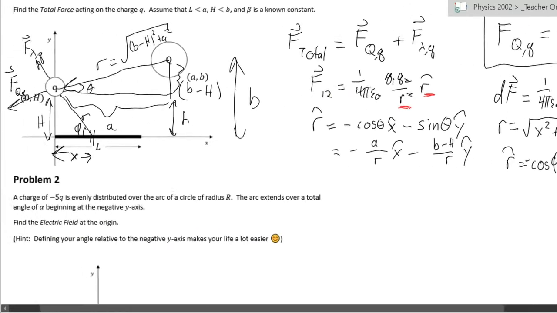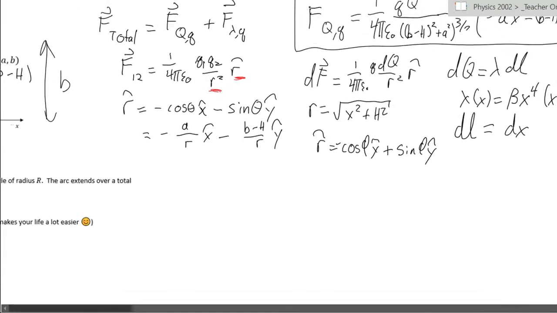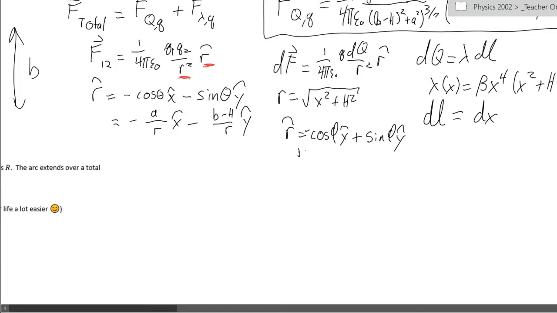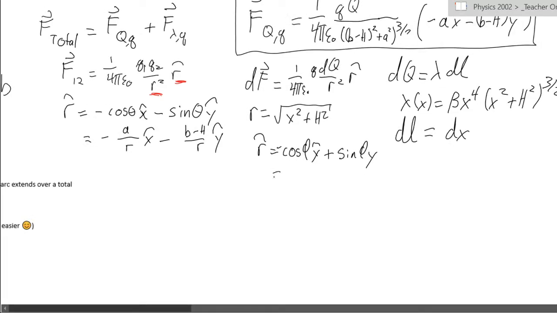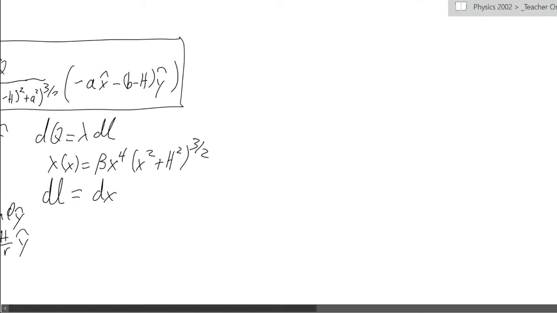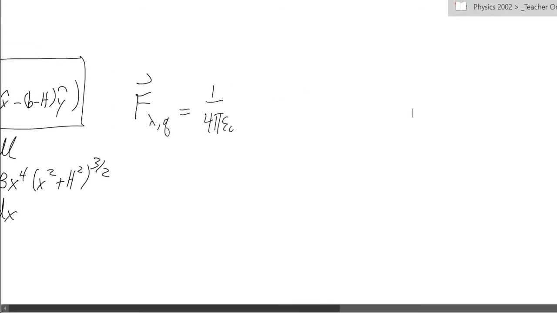And going back to this triangle that we have, cosine of phi is going to be equal to x divided by r, and then sine of phi is going to be h divided by r. This is y hat. Now, putting all of this together, we end up seeing that F vector lambda comma q, and that's a lowercase q, is going to be equal to 1 over 4 pi epsilon naught times the integral.